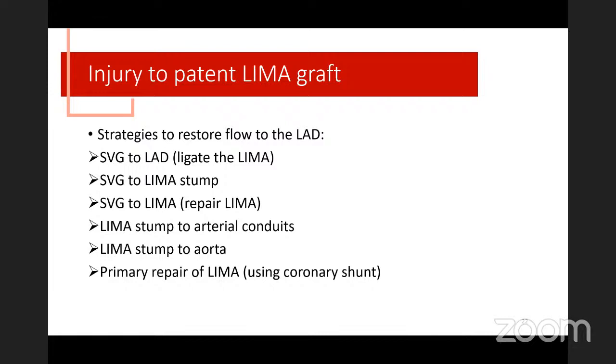LIMA stump to arterial conduits, LIMA stump to the aorta, and some surgeons prefer to do a primary repair of the LIMA using a coronary shunt. Basically, you get proximal and distal control of the injury site, usually with bulldogs, insert a coronary shunt into the LIMA to ensure blood flow to the LAD, repair your LIMA primarily, and then remove your coronary shunt. It's a more difficult situation, but it can help in some types of LIMA graft injury.